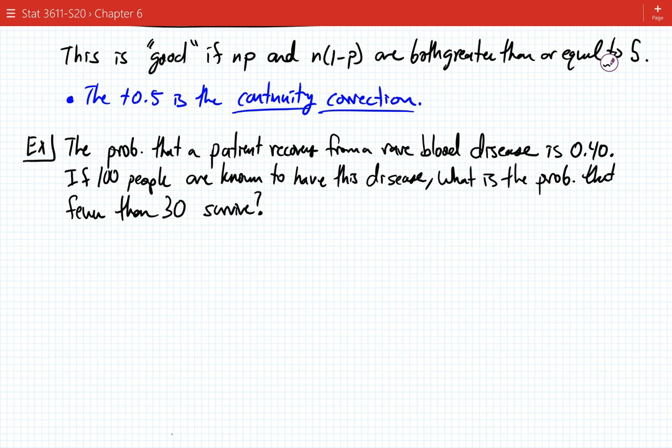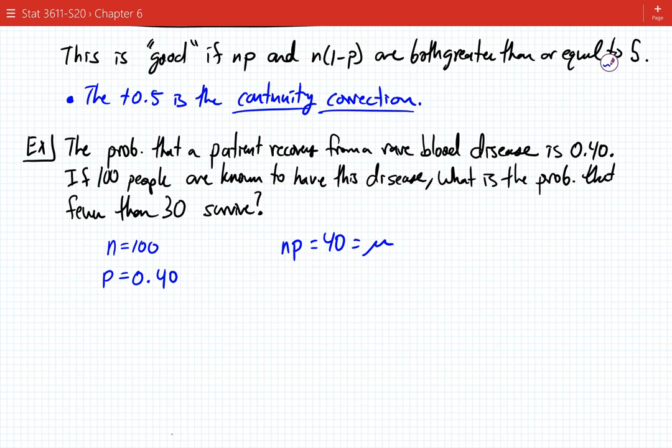Okay, let's take a look at what we have here. This is definitely a binomial distribution. We have n equals 100 people, and the probability that a patient recovers is 0.4. So the probability of survival here is 0.40. Notice np, 100 times 0.4, would be 40. That would be our mean in a normal random variable that's approximating this.